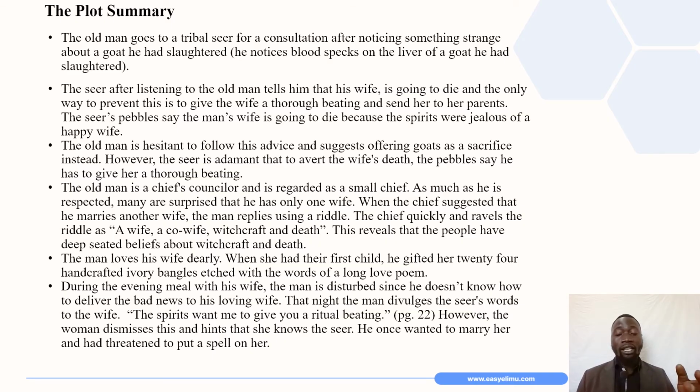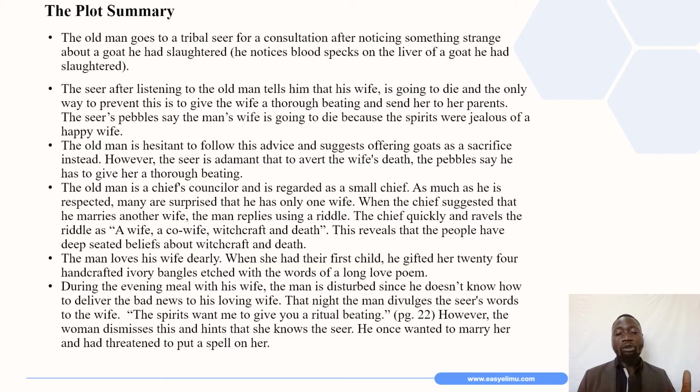This is now where the issue of the 24 ivory bangles comes in. So we are told that when the old man's wife had their first child, he gifted her 24 handcrafted ivory bangles etched with the words of a long love poem. So during the evening meal with his wife, the man is disturbed since he doesn't know how to deliver the bad news to his loving wife.